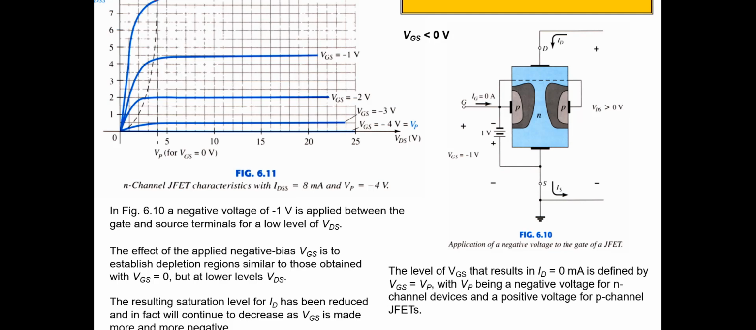This is the saturation region. The current will flow, but at a similar magnitude when we increase the VDS. If pinch off happens and we increase the VDS, the current will remain stable at that value. So this is the saturation region, and this is the ohmic region, before the pinch off.